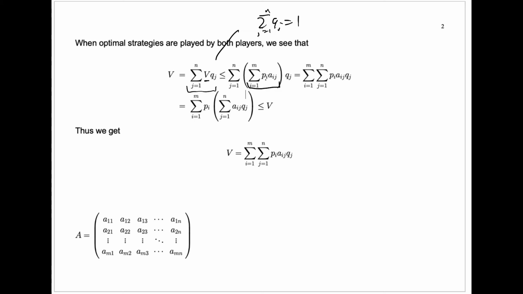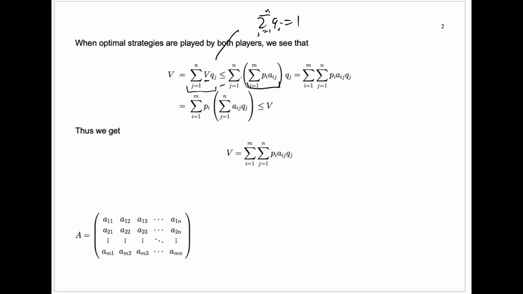This was exactly the expected return if player 1 plays the optimal strategy vector P, and player 2 picks column j. So this quantity is always greater than or equal to V, so we get this inequality here.